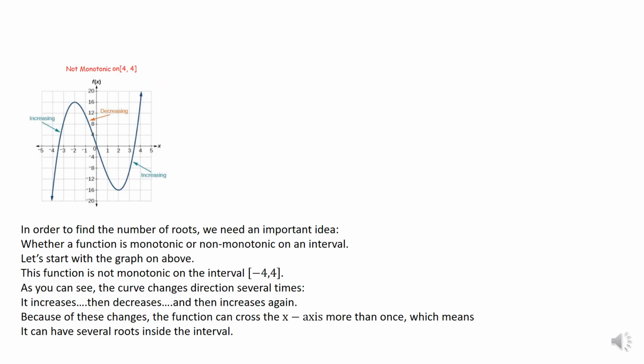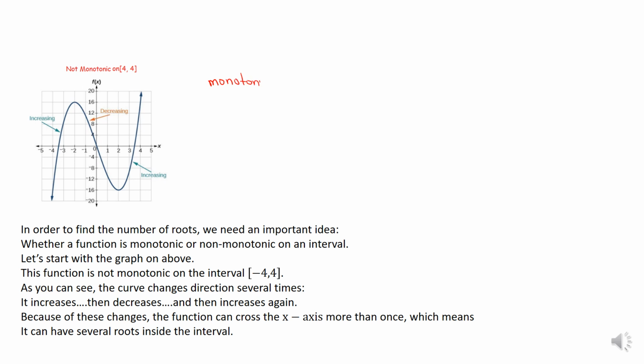So we have said that the function may cross the x-axis at more than one point, or it may have no roots at all. So how can we figure out the number of roots of a function? To do that, we need a very important idea, which is whether the function is monotonic or not. What do we mean by a monotonic function?